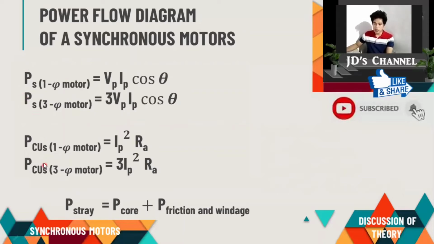And then also we have the stator copper loss naman kapag single phase, ito yung formula natin, and pagka 3-phase naman. And also stray loss is equals to core loss plus yung ating friction and windage loss natin.